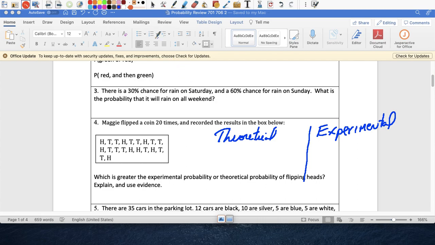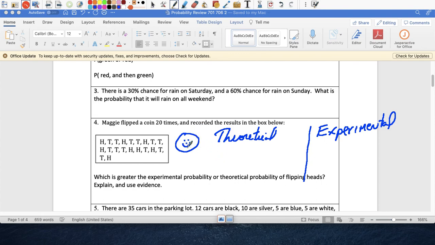Okay, so here's a coin. Maggie flipped a coin 20 times and recorded the results in the box below. So she got heads, tails, tails, heads, tails, tails, heads, tails, tails, heads, tails, tails, tails, heads, heads, tails, heads, tails, tails, heads. So the question is, which one is greater, the experimental probability or the theoretical probability of flipping heads? Explain and use evidence. Well, on a coin, if you look at a coin, right?